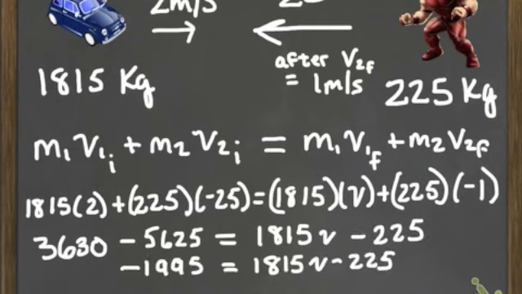I'm going to end up getting negative 1770 equals 1815v, which means velocity equals negative 0.98, or 0.98 meters per second to the left. So the juggernaut wins, and he wins by quite a lot still, because he still ends up moving the car, but he's not stuck to the car anymore. They're not in one continuous mass. So let's go ahead and look at some collision information.